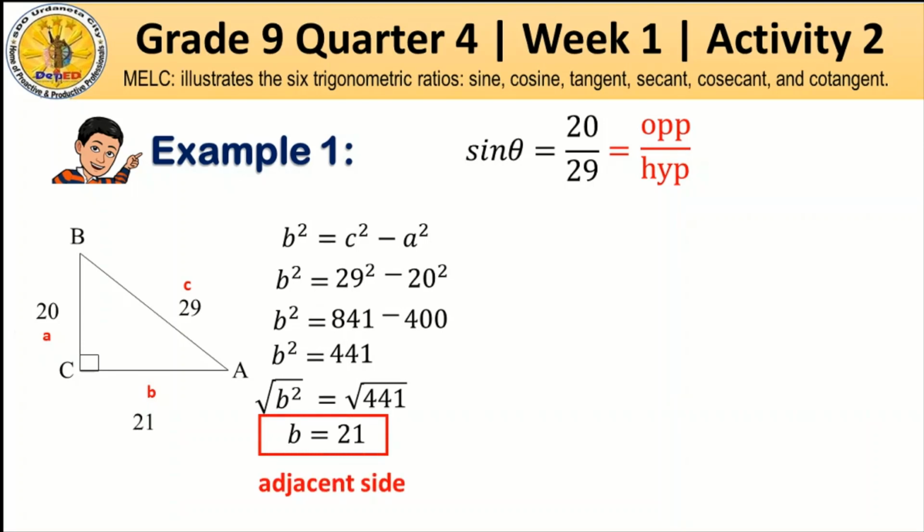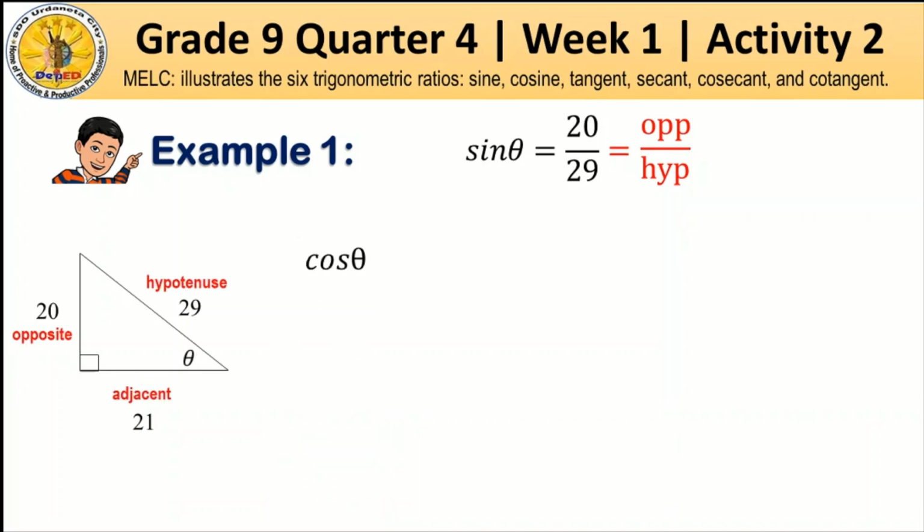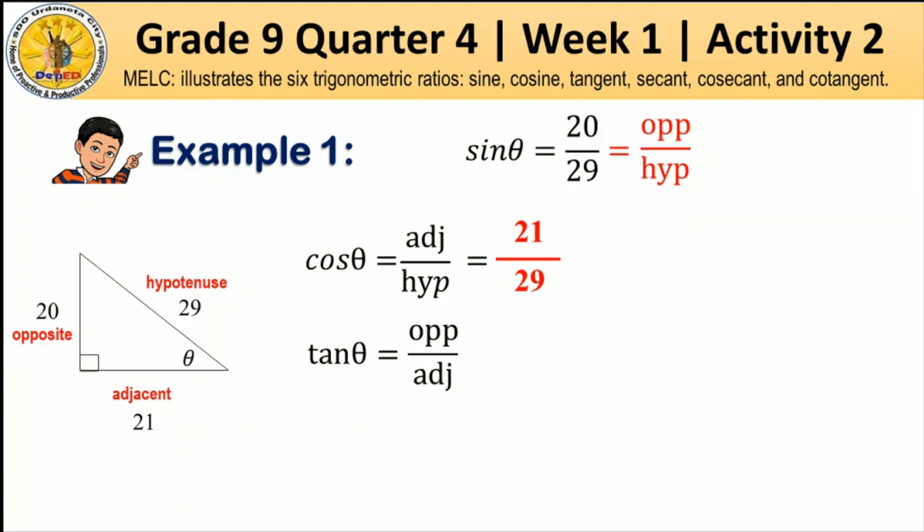We are now ready to find the other 5 trigonometric ratios. Let's start with cosine theta. That is equal to adjacent over hypotenuse. The adjacent side of the angle theta is 21 over the hypotenuse of the right triangle is 29. Therefore, cosine theta is 21 over 29. Next, we have tangent theta. That is equal to opposite over adjacent, or that is 20 over 21.